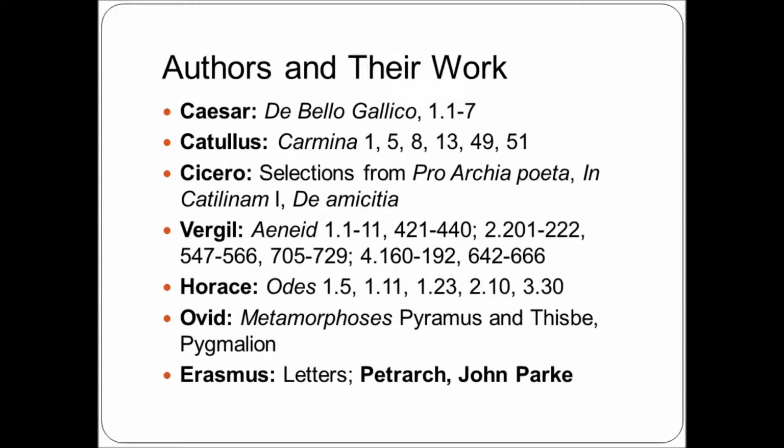Latin for the New Millennium 3 includes selections from Caesar, Catullus, Cicero, Virgil, Horace, and Ovid, as well as letters to and from Erasmus and selections from Petrarch and John Parker. The portions underlined on your screen, including Caesar 1, 1 through 7, and Virgil 1, 1 through 11, 421 to 440, 2, 201 to 222, 547 to 566, and 705 to 729 overlap with the AP syllabus.